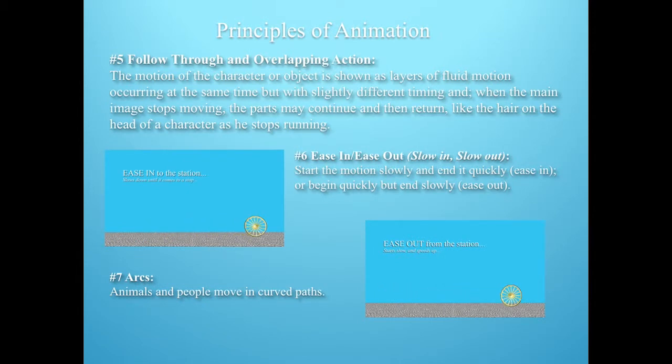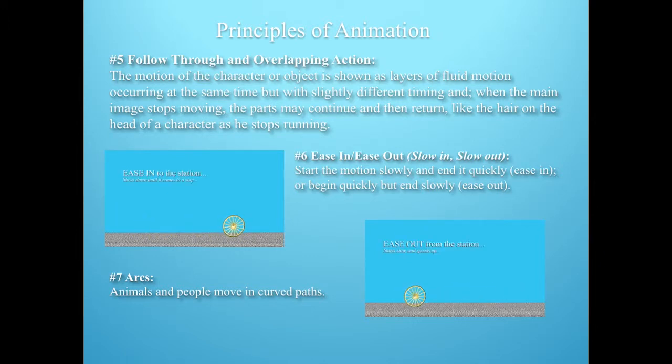Follow through and overlapping action. You've got the motion of the character or object shown as layers of fluid motion occurring at the same time, but with slightly different timing. And when the main image stops moving, the parts may continue, and then they will return, like hair on the head of a character as he stops running.